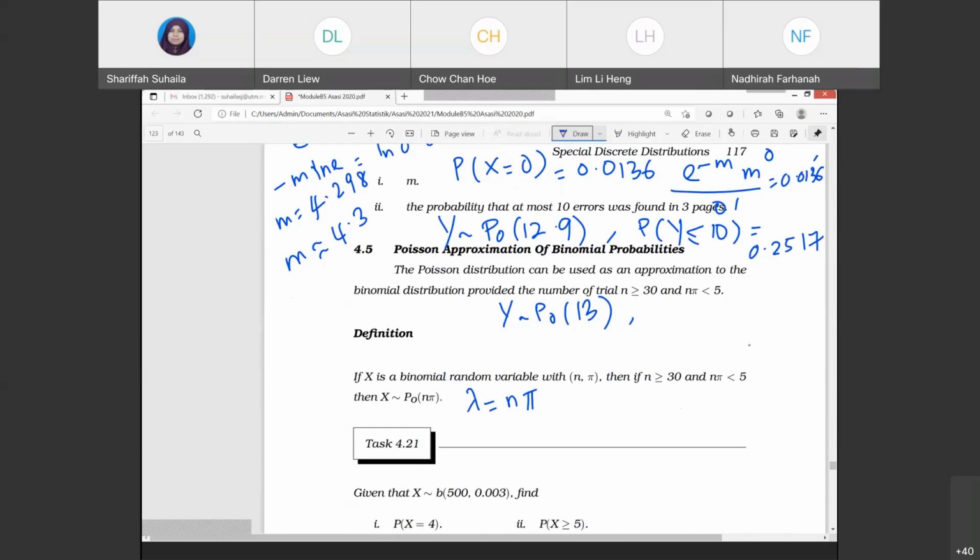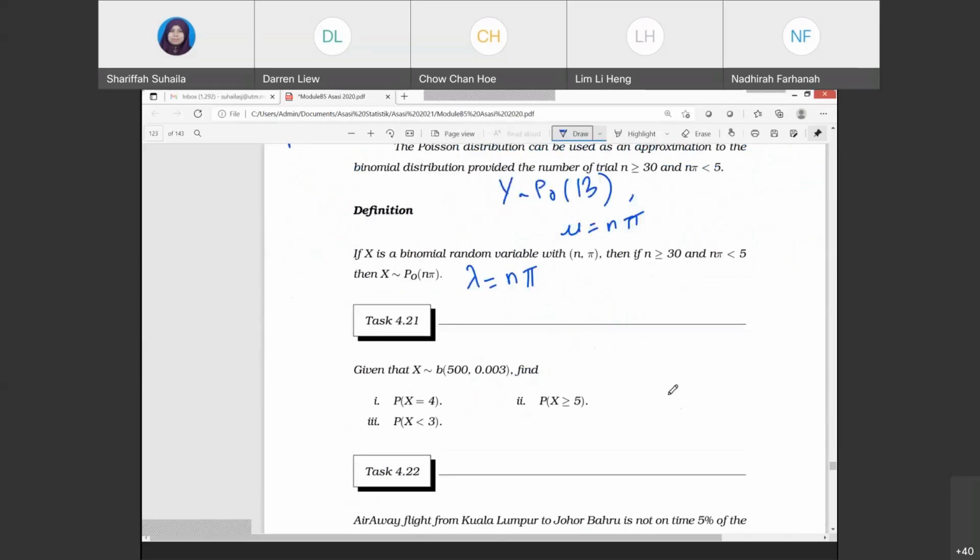This is our mean, right? The mu for the binomial is n pi. In the Poisson parameter, lambda means the mean number. So in this case, your lambda is equal to n times pi. So for example, this one, task 4.21.